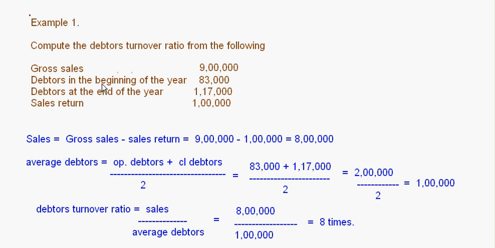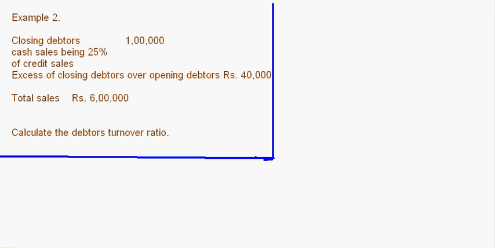So in this question, instead of credit sales, they have given gross sales. So we will be taking the gross sales minus sales return. That will be your figure for total sales. Okay. Now look at this question. It says closing debtors is 1 lakh. Cash sales being 25% of credit sales. Excess of closing debtors over opening debtors is rupees 40,000. Total sales is rupees 6 lakhs. Now let's see how to do this.